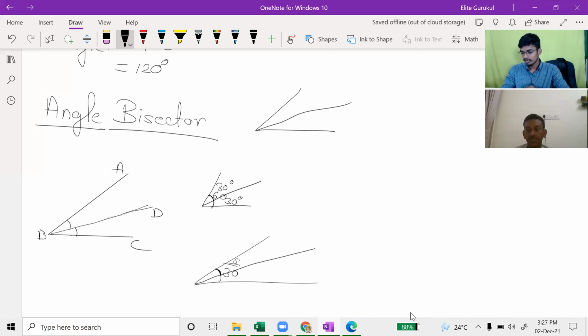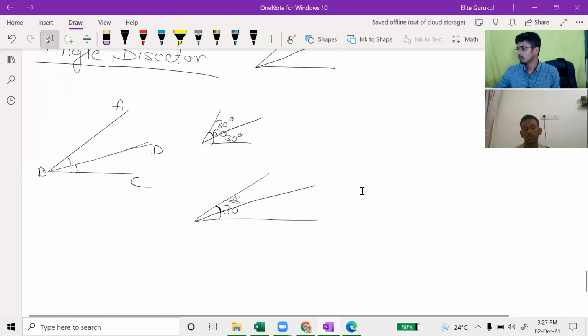If the statement says that the angle bisector divides the angle in 3 equal parts, then we will divide it by 3. But there is no concept like this. There is only by 2. Okay. Now we will see the question.